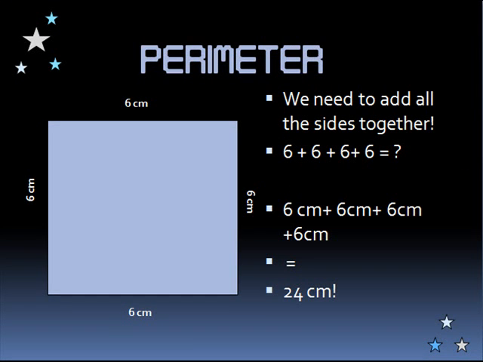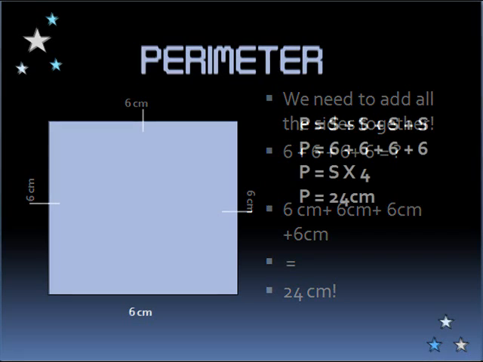In this example, we are adding 6 plus 6 plus 6 plus 6, which equals, that's right, 24. The total perimeter of this shape is 24 centimeters.